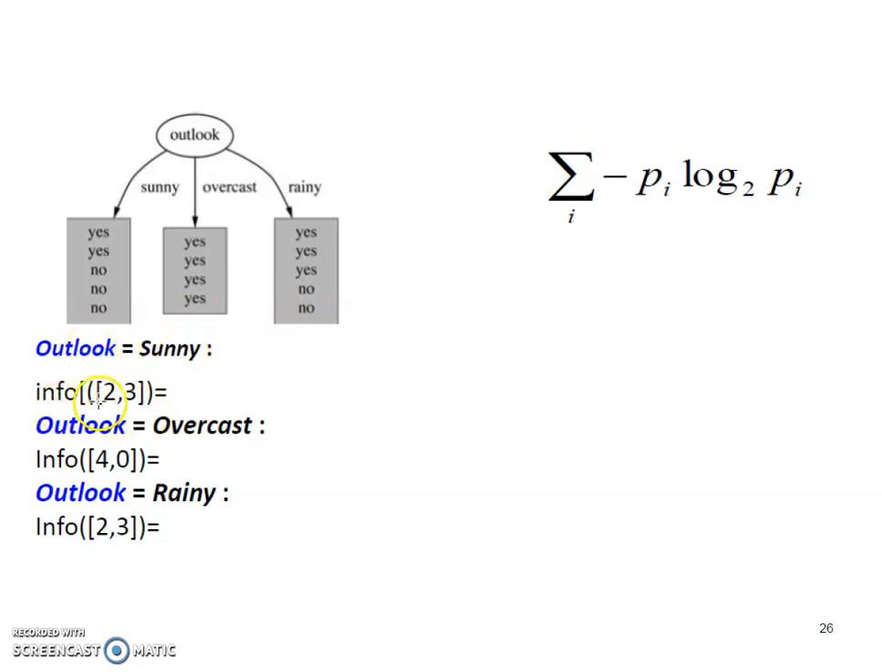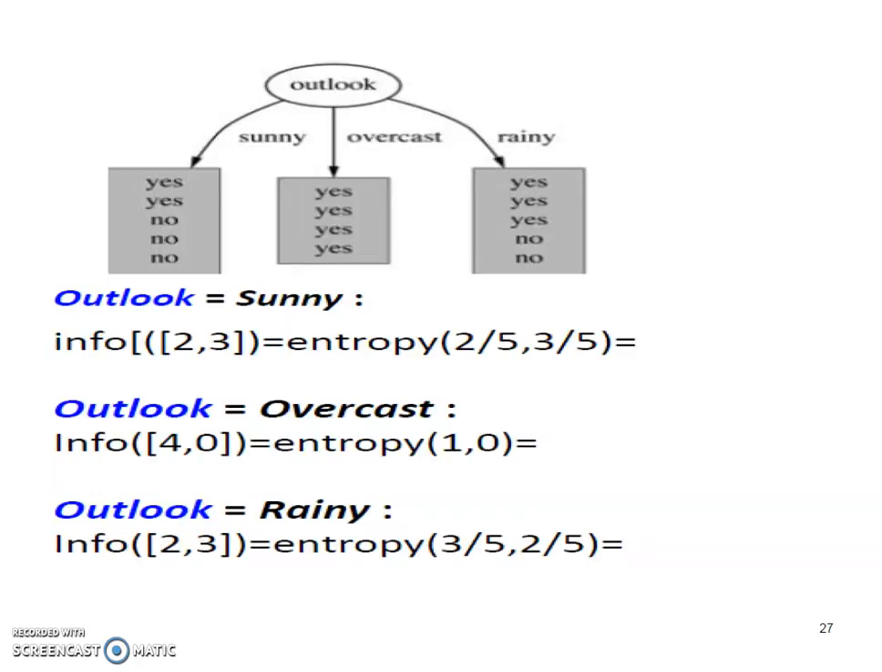So we have 2 positive instances and 3 negative instances. In overcast we have 4 positive instances. The first denotes the positive instance and the next denotes the negative instance. So here we do not have any no, so we just mark it as 0. And in rainy we have 2 no's and 3 yes.